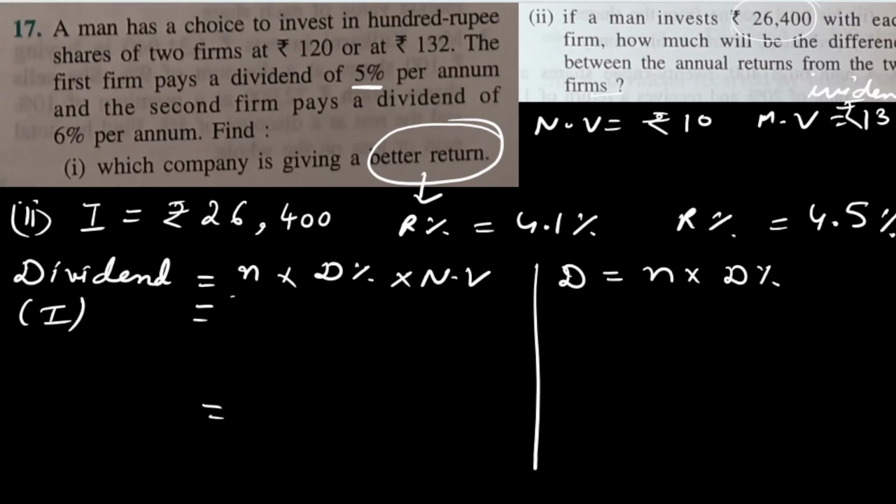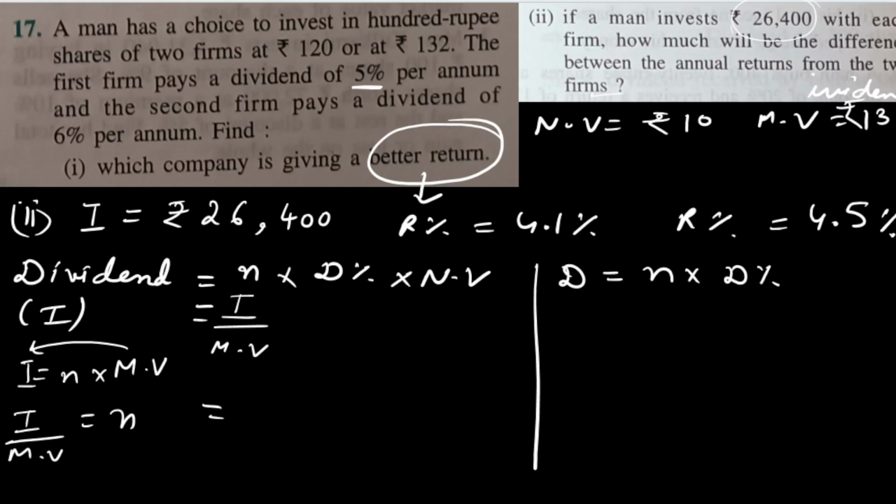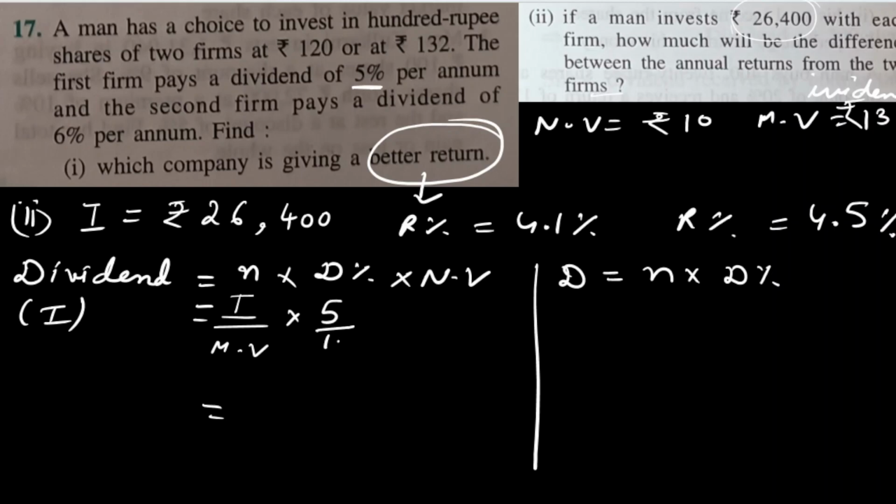So number of shares is what? Investment divided by market value. In many questions, and earlier also I told you direct formula also you can remember, because investment is equals to number of shares into market value. When we shift market value to other side, it will become investment divided by market value is equals to n. So here I am just writing it. Okay. So into dividend percent. So dividend percent, it's given to us 5%, 5 by 100 for first one, and nominal value is also 100 rupees. 100 and 100 will get cancelled.